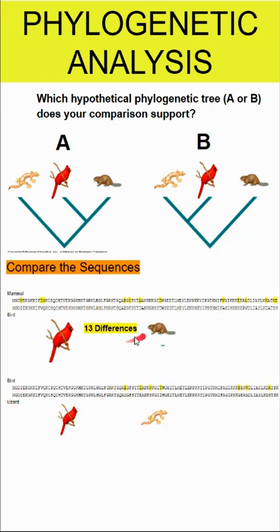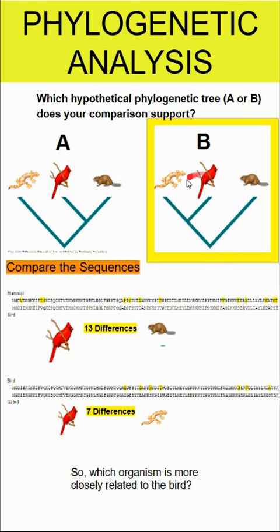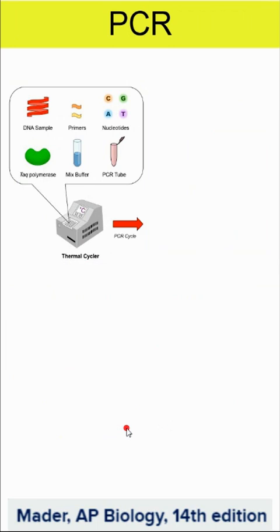Between the mammal and the bird, there's 13 differences. Bird and lizard, there's 7 differences. So that leads us to believe that the bird is more closely related to the lizard.